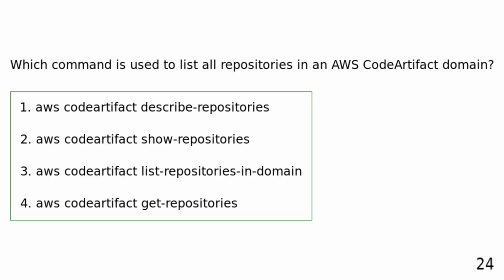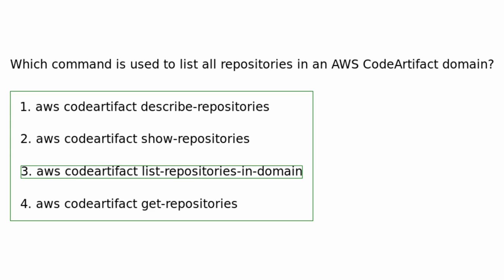Which command is used to list all repositories in an AWS CodeArtifact domain? AWS CodeArtifact describe repositories. AWS CodeArtifact show repositories. AWS CodeArtifact list repositories in domain. AWS CodeArtifact get repositories. The command AWS CodeArtifact list repositories in domain is used to list all repositories within a specified AWS CodeArtifact domain.